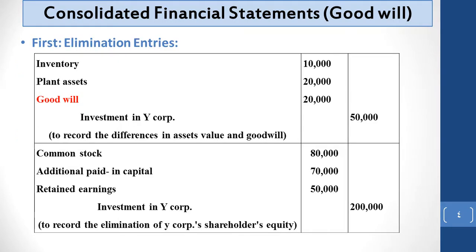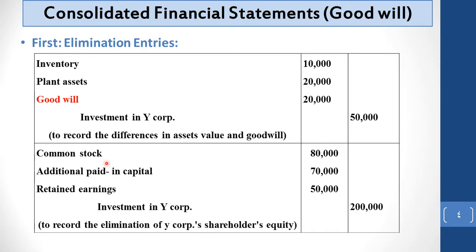Now we are ready to prepare the elimination entries. I'm going to put inventory, plant assets, and the goodwill. Don't forget to place the positive goodwill with the assets, all these on the debit side. Inventory equals 10, plant assets equal 20, goodwill equal 20. These are the differences between the book value and the current fair value of the assets. And place investment in Y Corporation by 50, the total, on the credit side to eliminate this account.